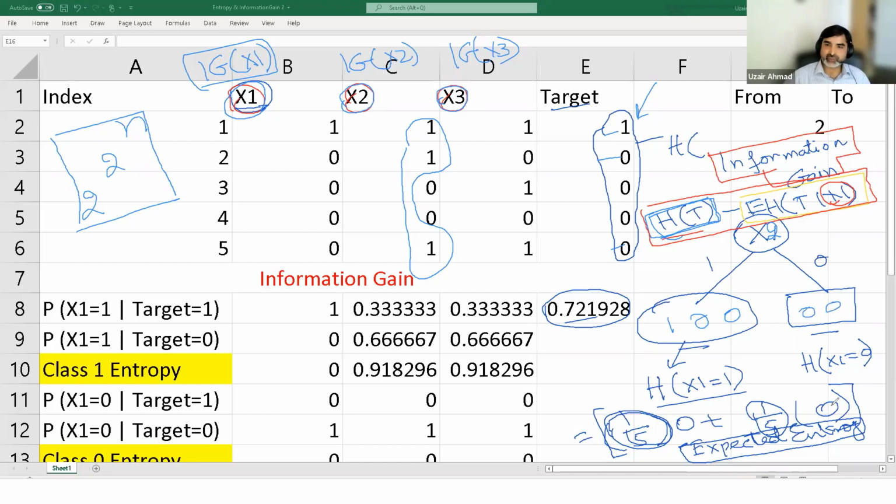So this set is pure. The entropy will be zero. However, this set is not pure, so entropy will be non-zero. We calculate the entropy and multiply it by 3 by 5, because we now have 3 values here. And the entropy of the subset for 0 will be 0 multiplied by 2 by 5. The weight of this subset is now 2 by 5. We have 2 elements here. We add them up. This is our expected entropy. So the expected entropy of target given x2 will be subtracted from the original entropy. That will be the information gain of x2, and so on for x3.